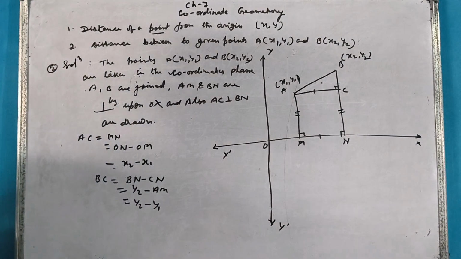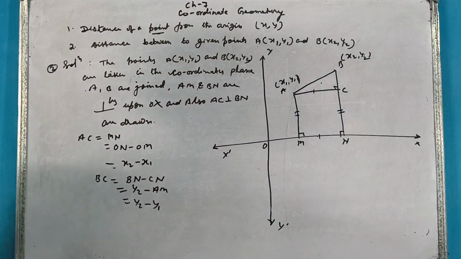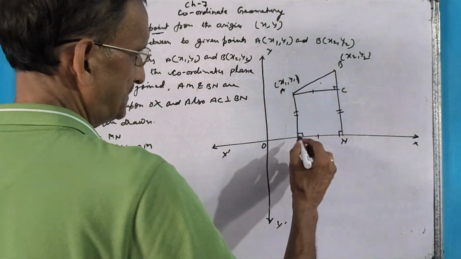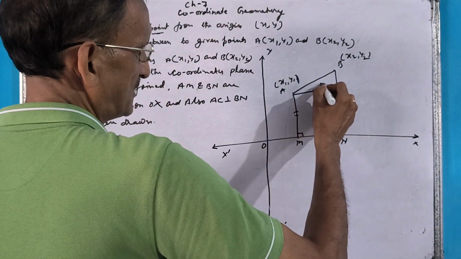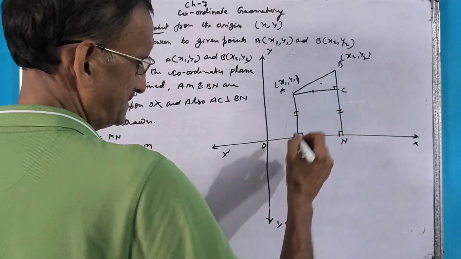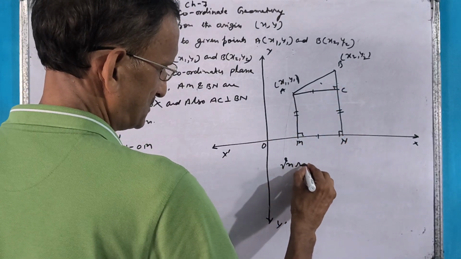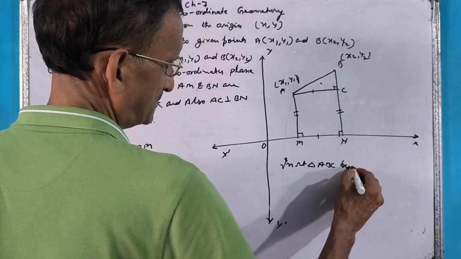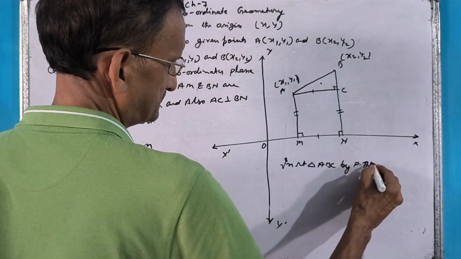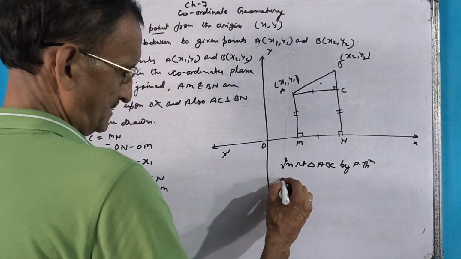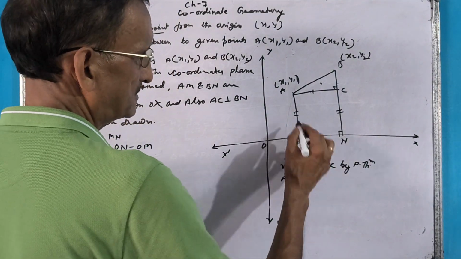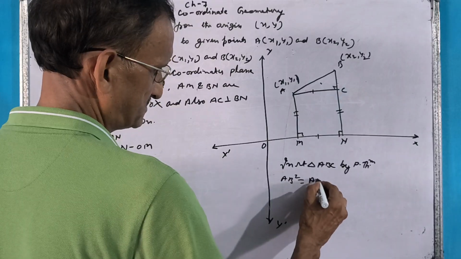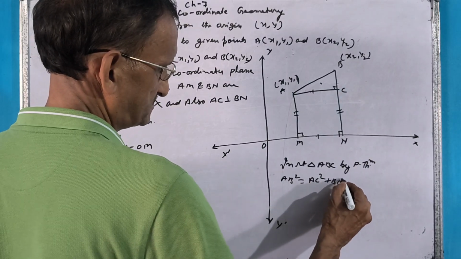So we have got AC and BC. Now finally, we need to find AB. So I will take this right triangle, because this angle is 90 degrees. So in right triangle ABC, by the Pythagoras theorem, what will you get? AB square equals AC square plus BC square.